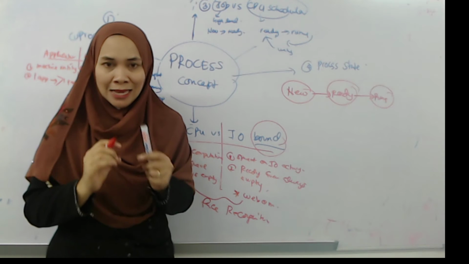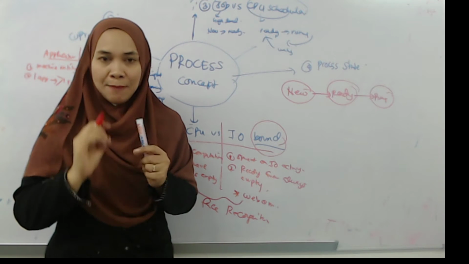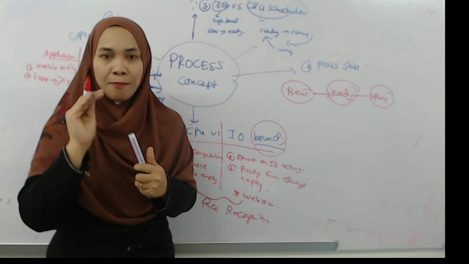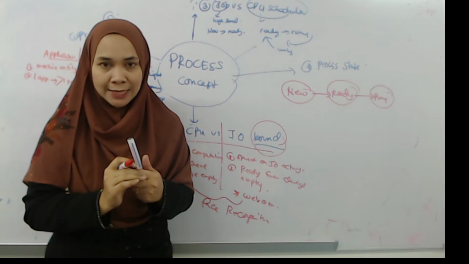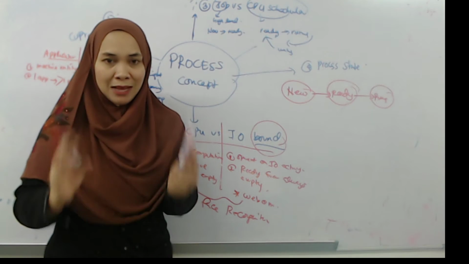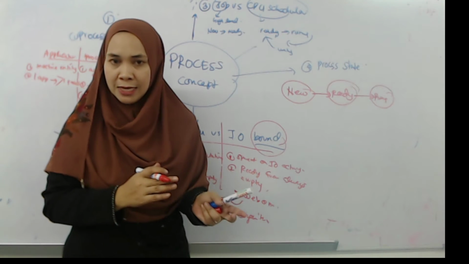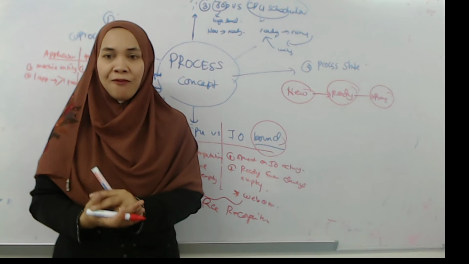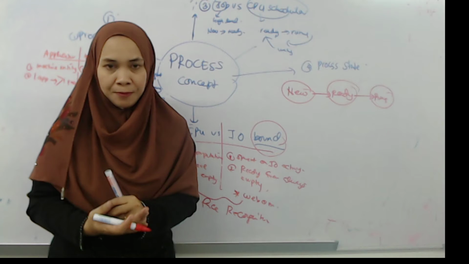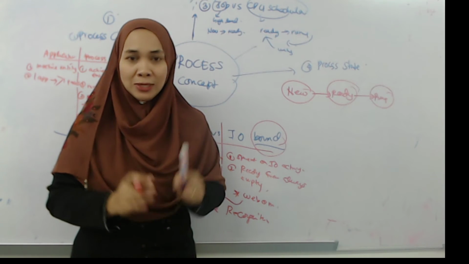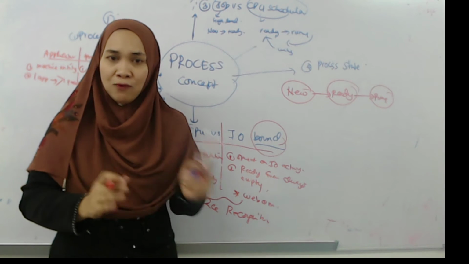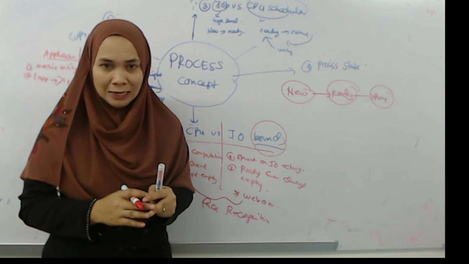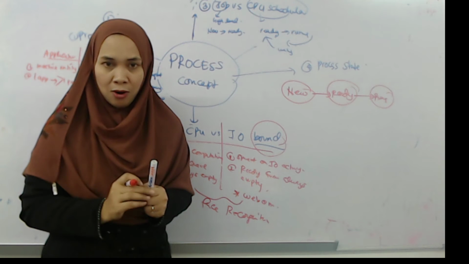Running here means the CPU is executing that particular process. For one processor, that means one running state at one time. But in multi-core, let's say we have 4 processors, like now we have i5. An i5 has 4 processors. For example, we can have 4 running states at one time. That is for a quad-core processor.